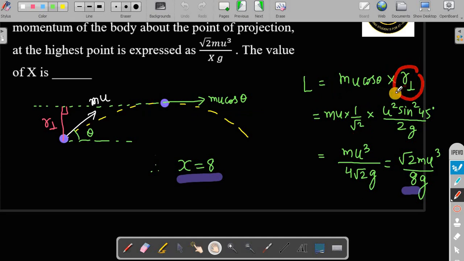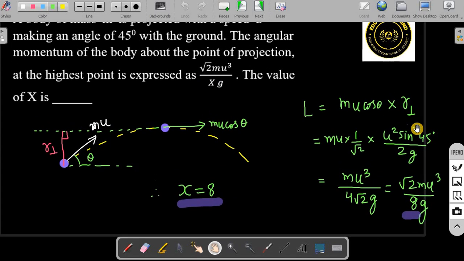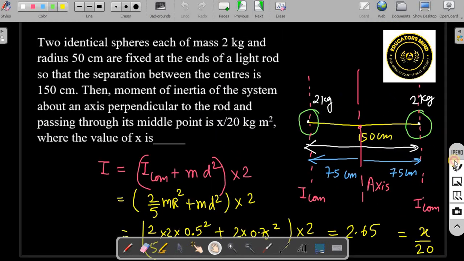Here r is h max, the maximum height, u square sin square theta by 2g. Substitute the values and rationalize, we will get root 2 m u cube by 8g. So the denominator, which is 8 here, will be the answer. I hope you have understood this. Let's go to the next.